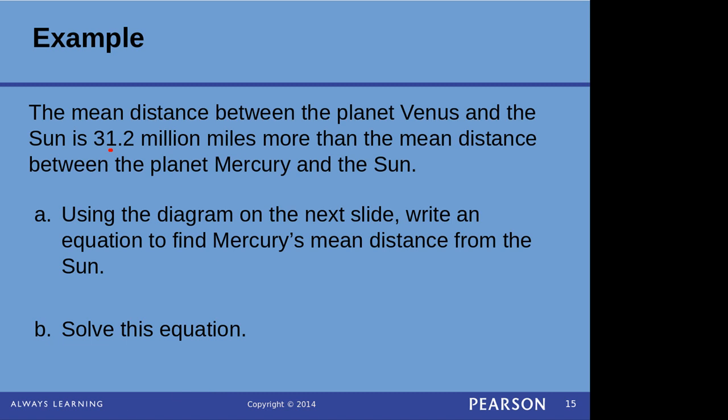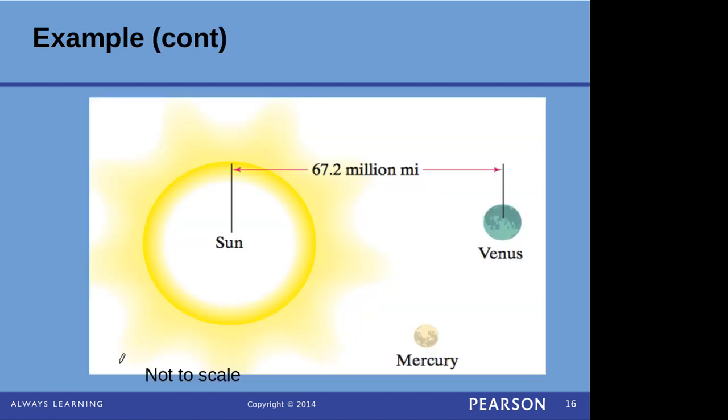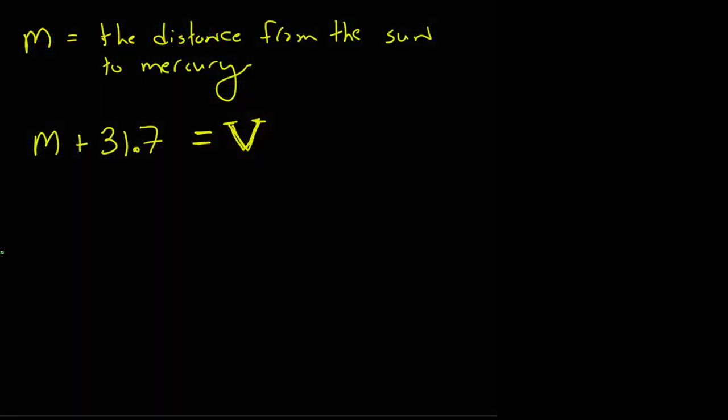Our second piece of information was the total distance to Venus, which is 67.2 million miles. I will do a little mathematical trickery, or rather let my symbols do the work for me. Whenever I say mathematical trickery, it's usually the symbols doing the work for me. So the distance to Venus is 67.2 million miles, 67.2 million.